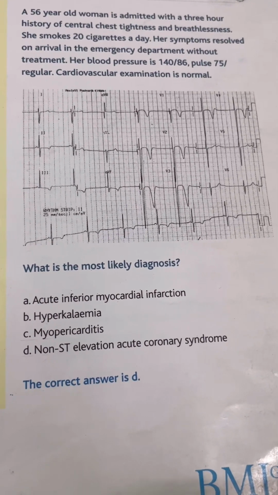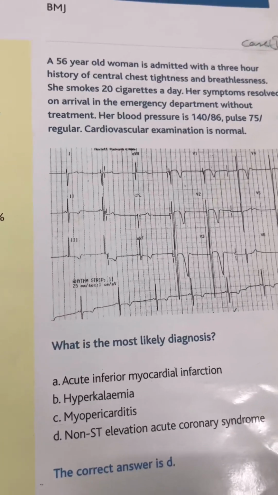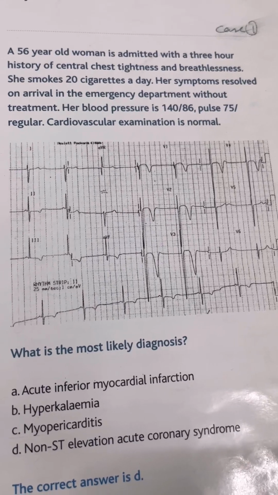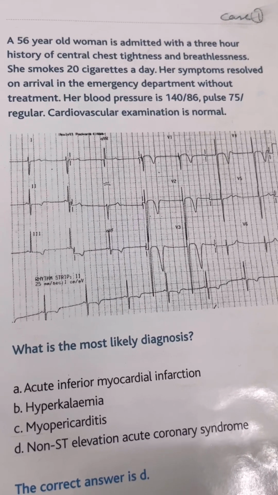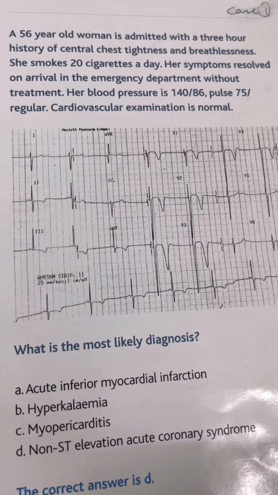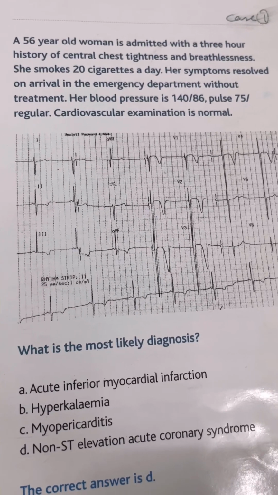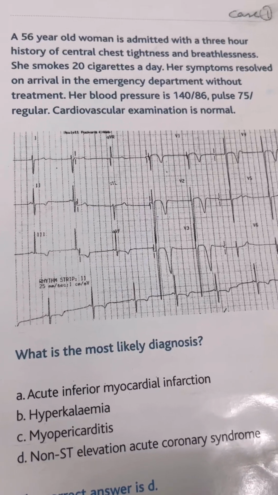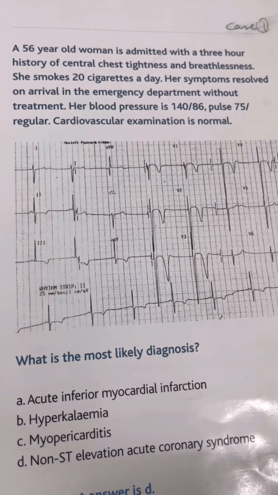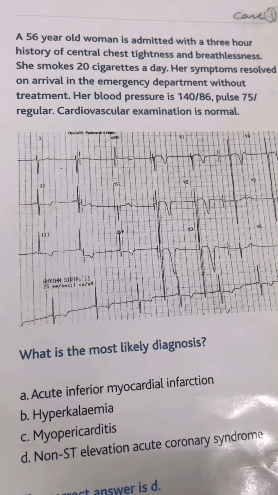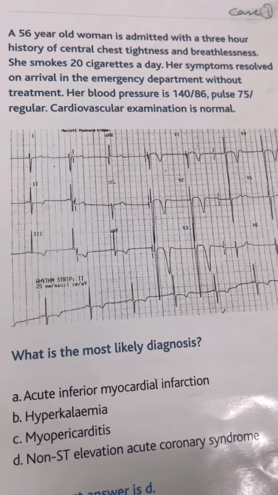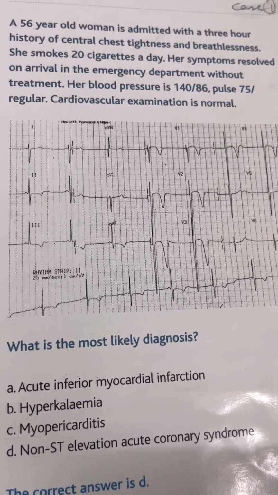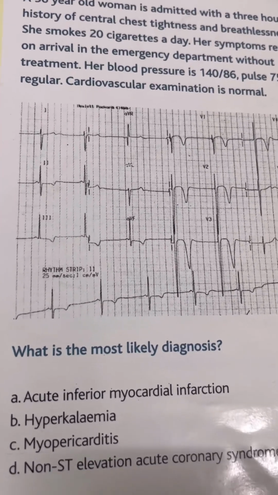So let's begin. A 56-year-old woman is admitted with a 3-hour history of central chest tightness and breathlessness. She smokes 20 cigarettes a day. Her symptoms resolved on arrival in the emergency department without treatment. Her blood pressure is 140/86, pulse 75 and regular. Cardiovascular examination is normal. What is the most likely diagnosis?